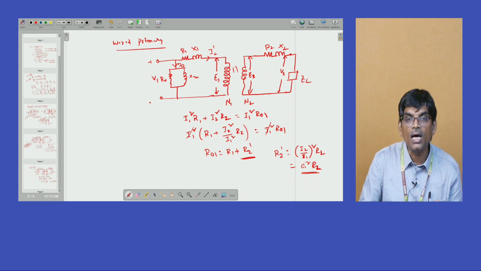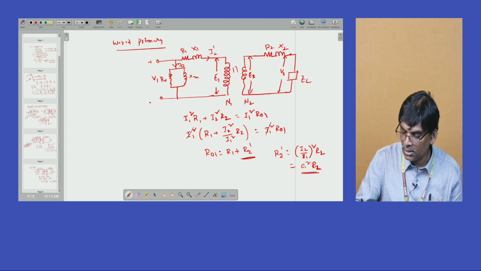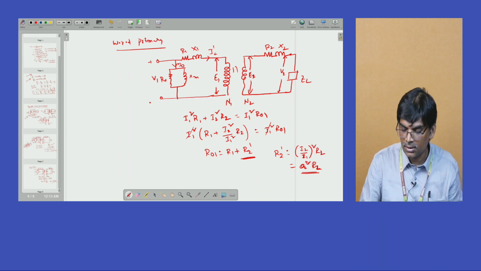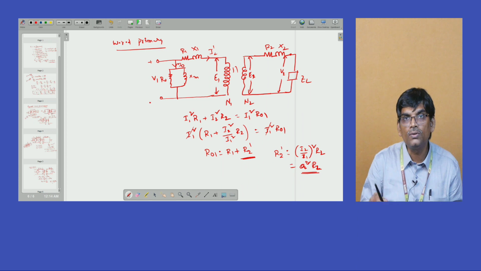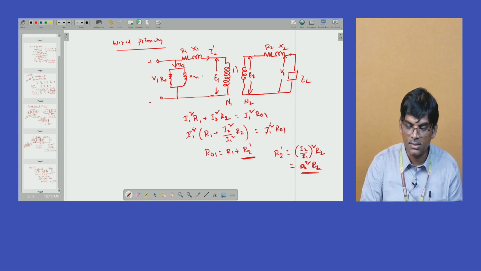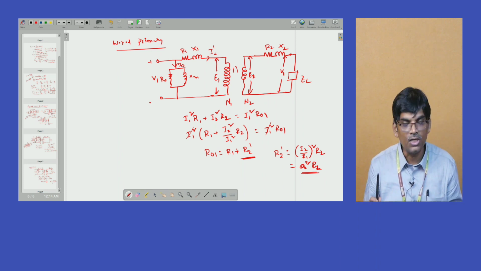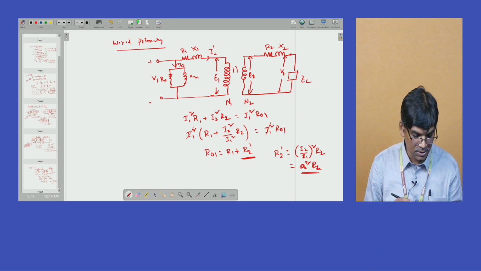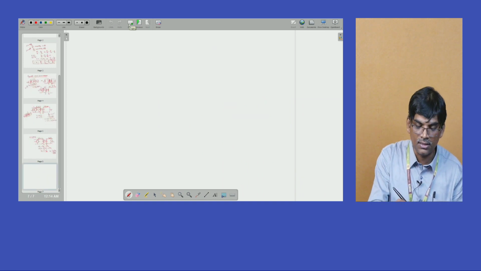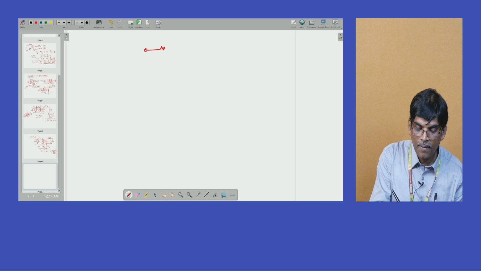So the R2 value is multiplied with A square times, and we get R2 dash, which is called the R2 parameter of the secondary. If you want to rewrite this in terms of primary, that value is equal to A square R2. By using this, we can now draw the equivalent circuit.